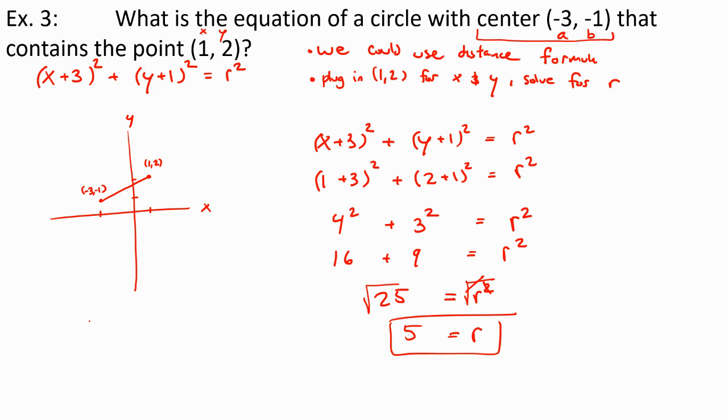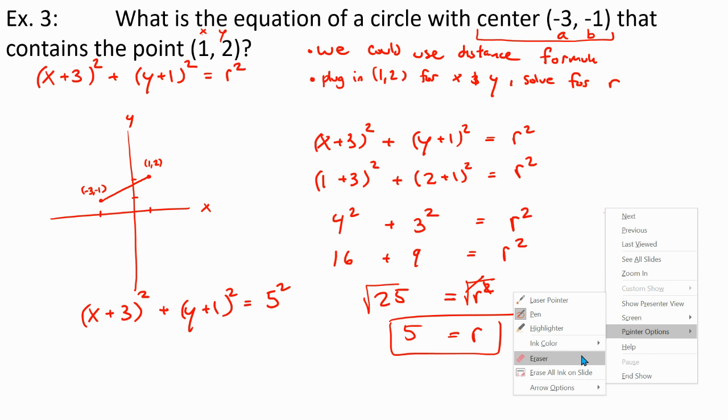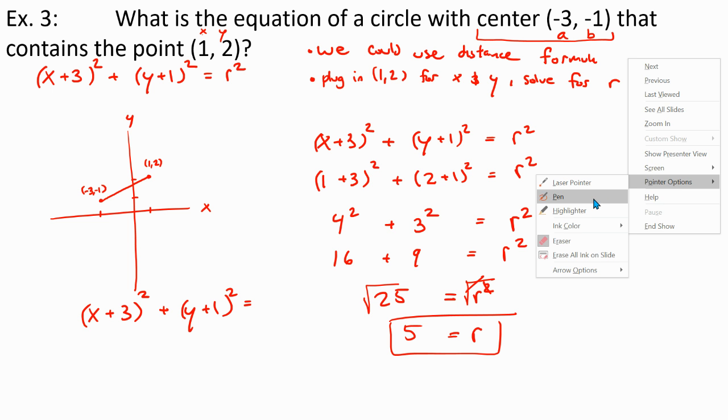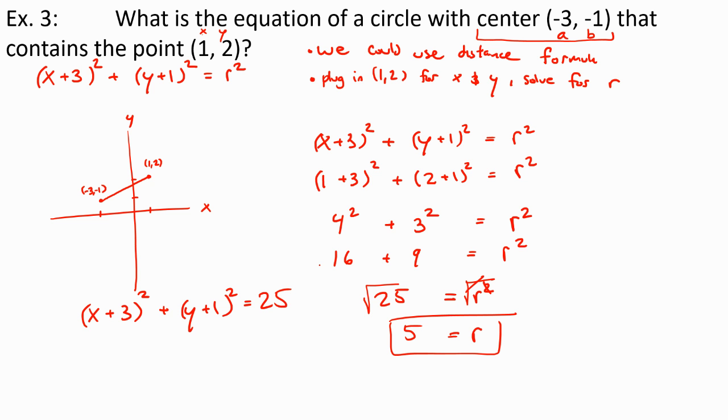So down below here, we're going to go back and plug in the r. But of course, when we're writing a function equation, we want to leave the x and y blank. 5 squared, remember the formula is r squared. So we could write this more properly as equals 25. Let me do that. There we go. And there's our answer. We wrote the equation of the circle that has that center and contains the point 1, 2.